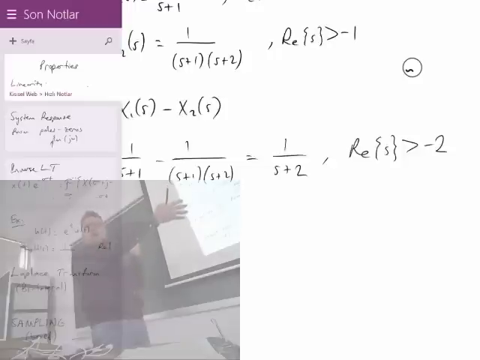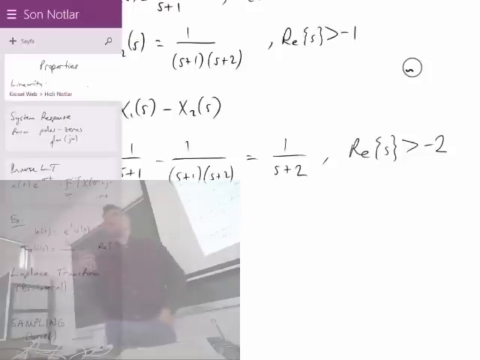To the right of minus 2 is a set that is larger than to the right of minus 1. Minus 1 is here, minus 2 is here. To the right of minus 1 is here. To the right of minus 2 is greater than that. It includes to the right of minus 1. But it's a greater set.